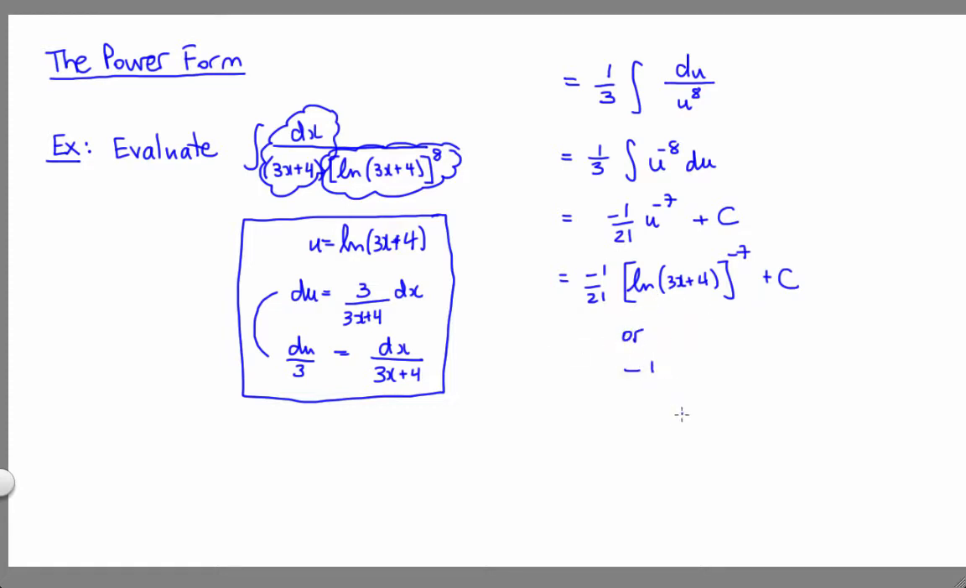Alternatively, we could move the 7th power of ln down into the denominator. We could say it's 21 times ln of 3x plus 4, all raised to now the positive 7th power, and we'd still have plus C on there. So two good ways of giving your final answer.